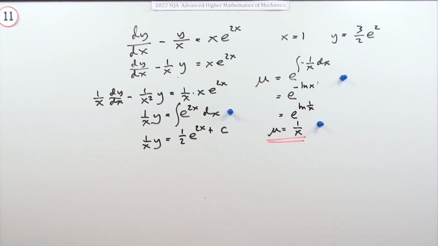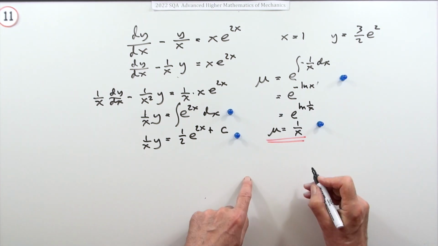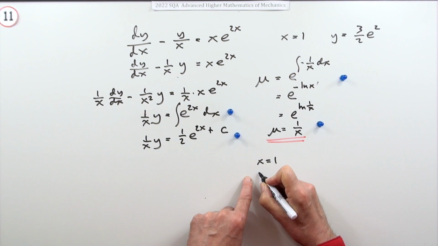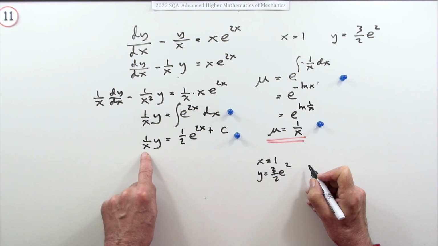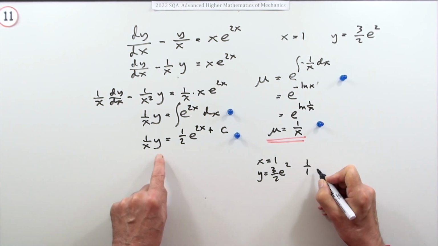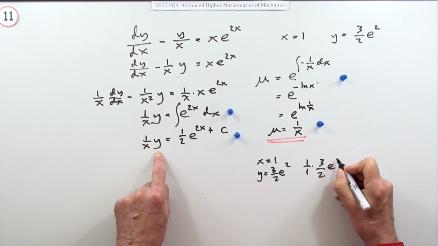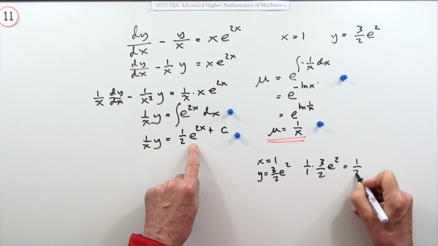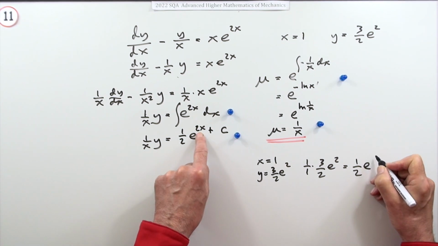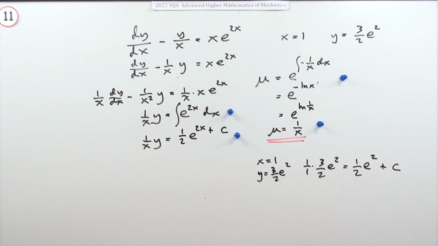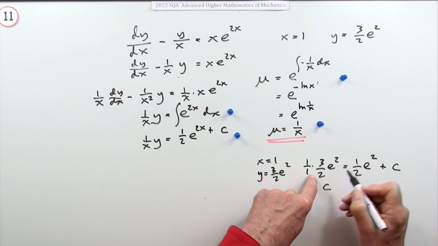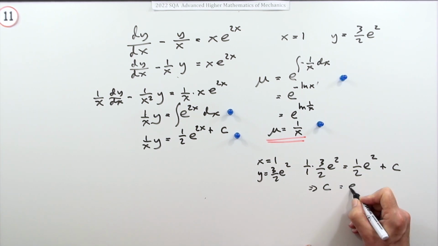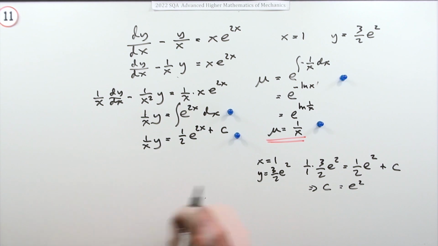That's where this is going to come in. In fact, I think that gets a mark. Now we need to work out this plus c. So I think I'll do that over here. So using the initial conditions, when x is 1, y is 3 upon 2 e squared. So when x is 1, that'll just be 1 over 1 times 3 upon 2 e squared equals a half of e to the 2 plus c. So that says you've got c is equal to, well, there's 3 halves of e squared, but I'll be taking away 1 half, so that's 2 halves, so it'll just be a whole e squared. That's worth a mark.